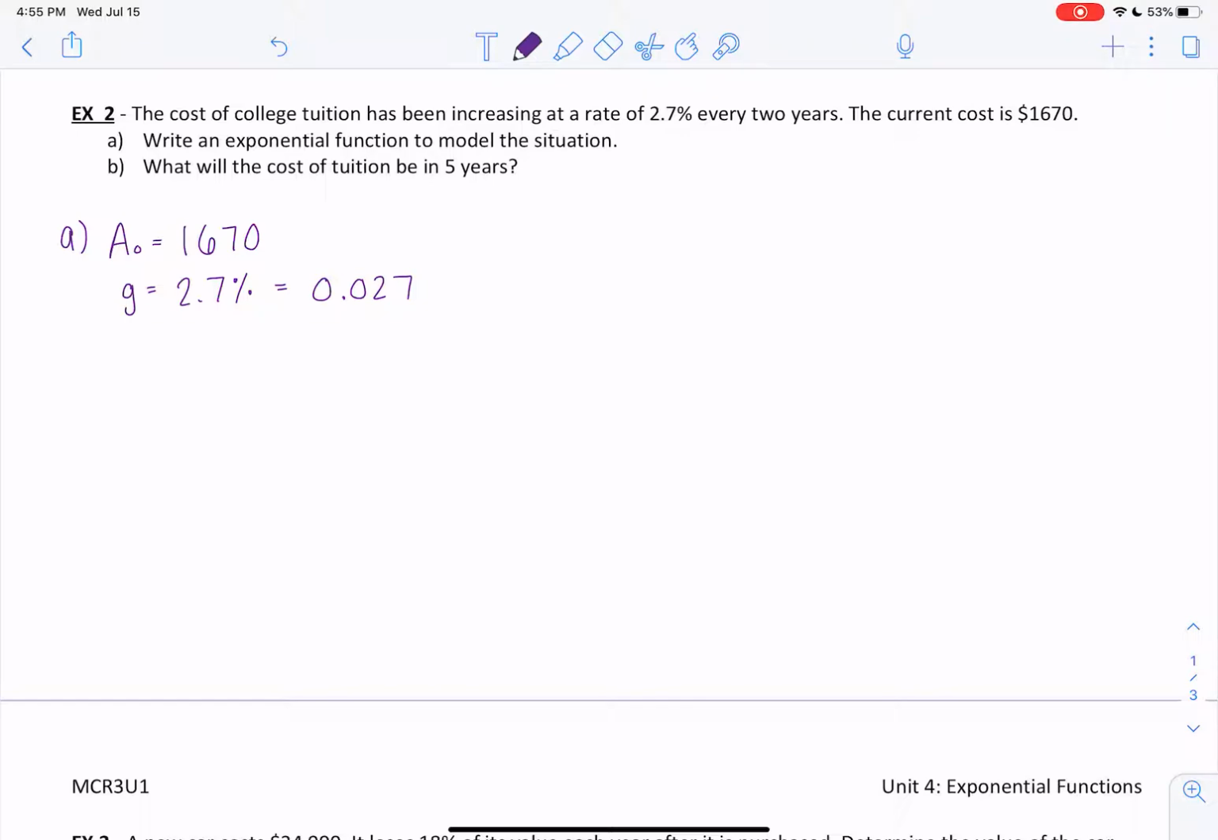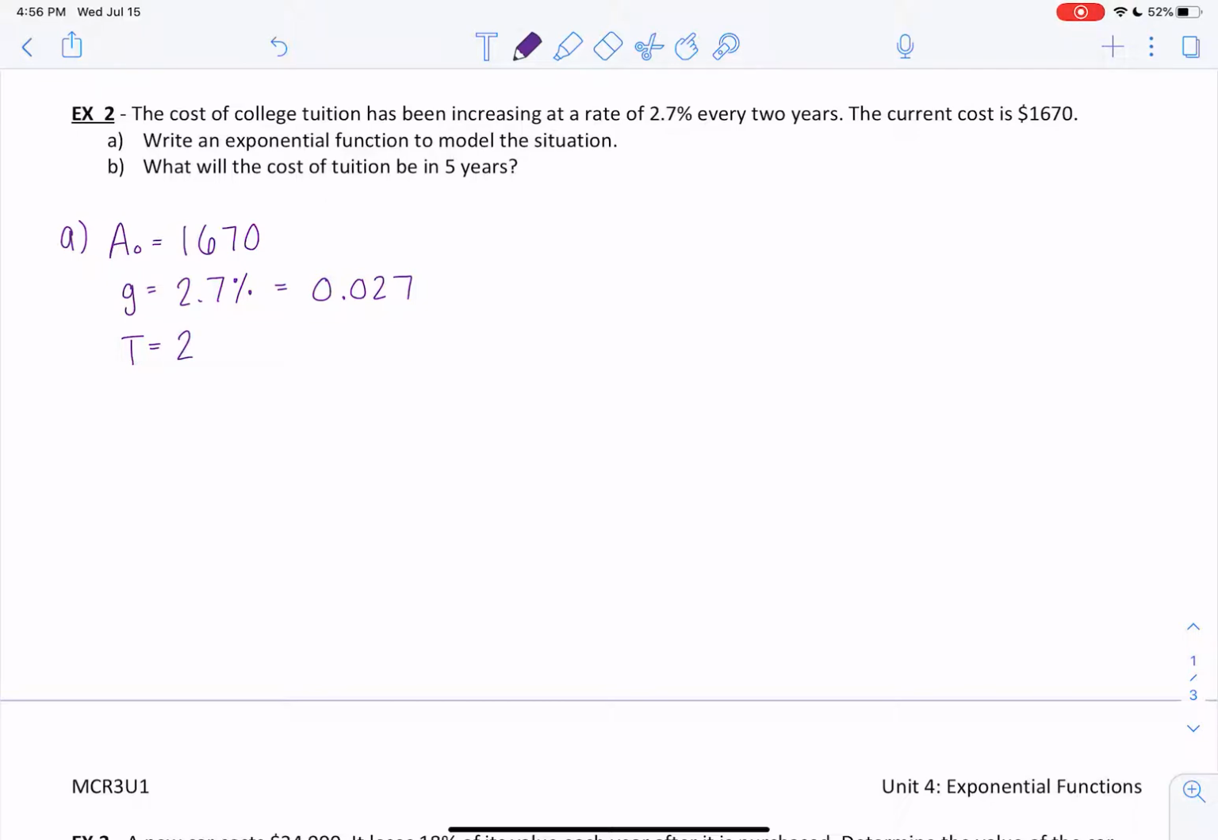Next, I'm going to have my t value. So my t is how often this is happening. How long does it take for my growth rate to happen? So they're saying that that growth rate happens every 2 years. So my t value is going to be 2.